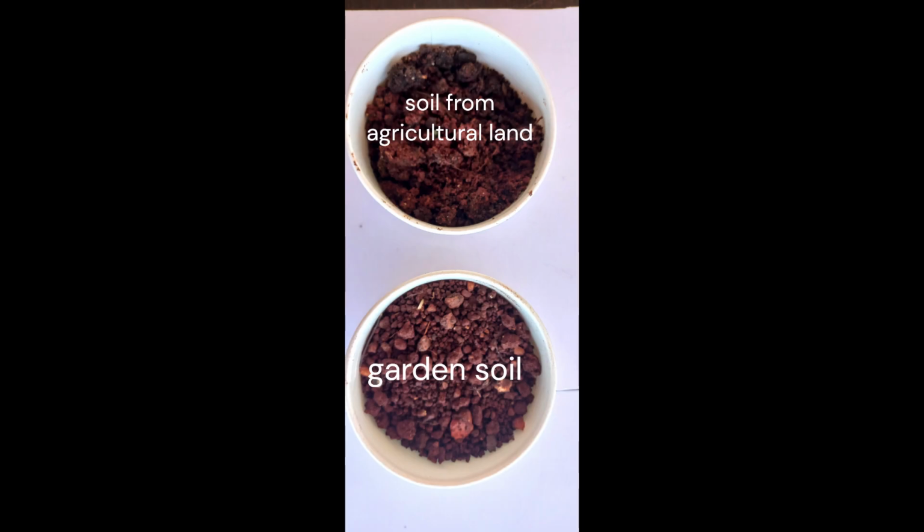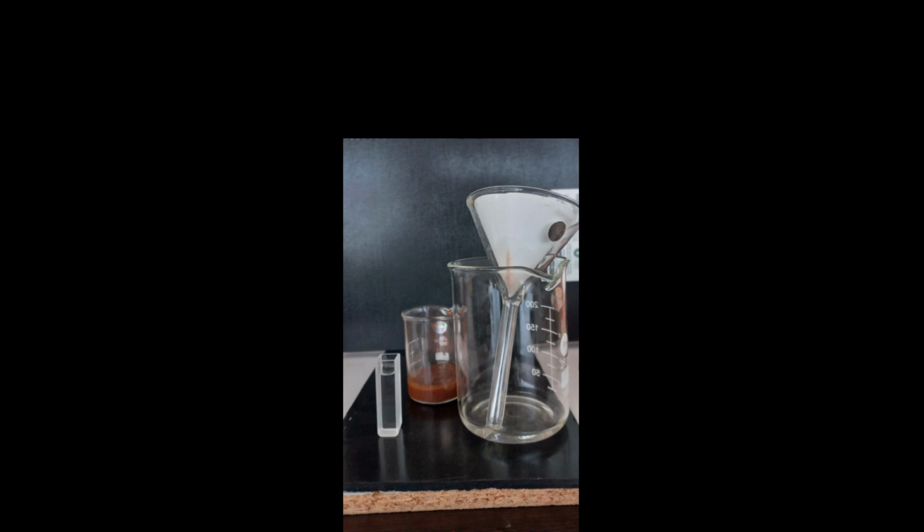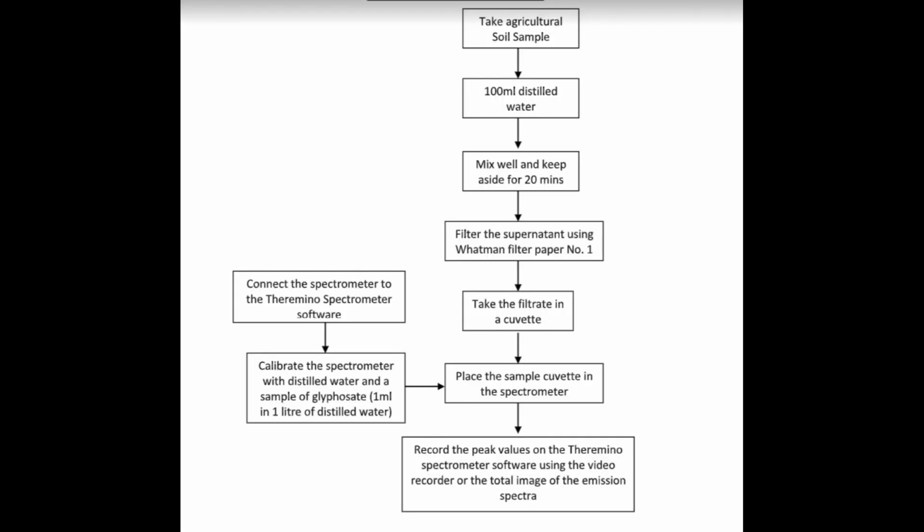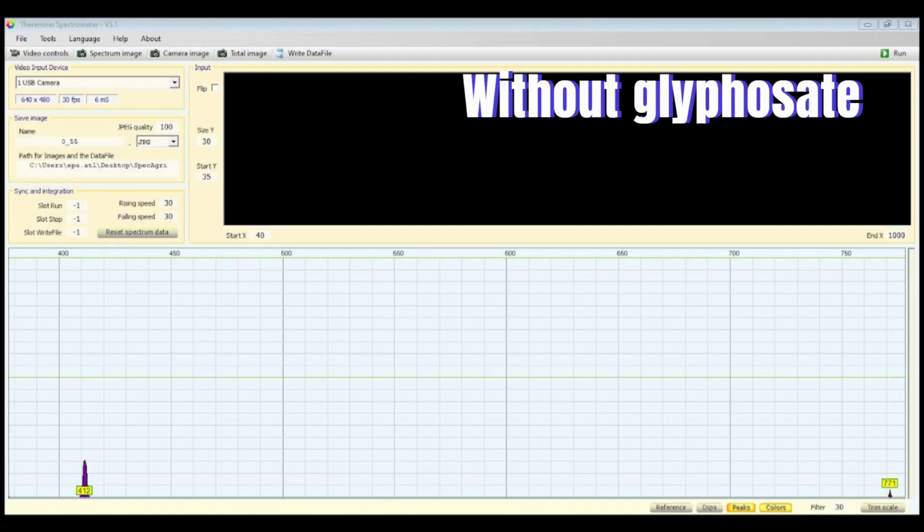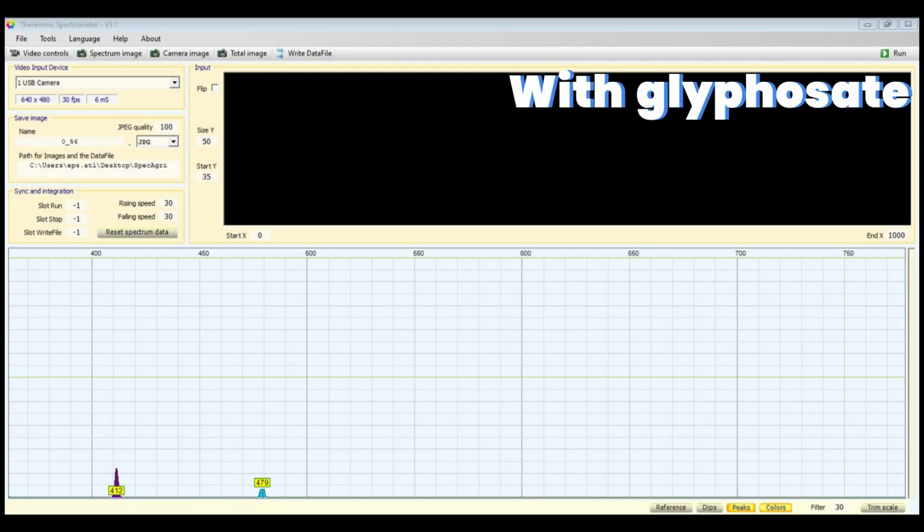We used two soil samples, one garden soil from our school and the other collected from an agricultural land where the crops were treated with glyphosate pesticide. We tested the soil samples for the presence of glyphosate pesticide. The procedure we followed for the test is given in the flowchart. The results are as follows. Without pesticide, the reading peak was 412 nm, and with pesticide there were two peaks, 412 nm and 476 nm.